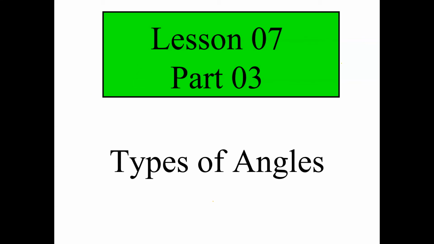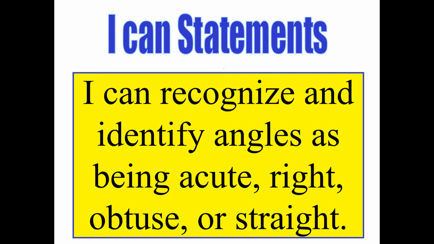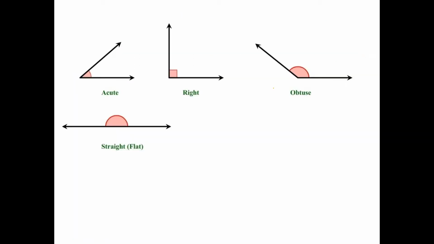All right, so now for the final part of lesson 7, the different types of angles. Okay, so the I can statements are: I can recognize and identify angles such as being acute, right, obtuse, or straight. So basically we're looking into the main types of angles. So right here is a little picture that kind of shows the 4 we're talking about today. We have our acute angle, which is the smallest, our right angle, our obtuse, and our straight.